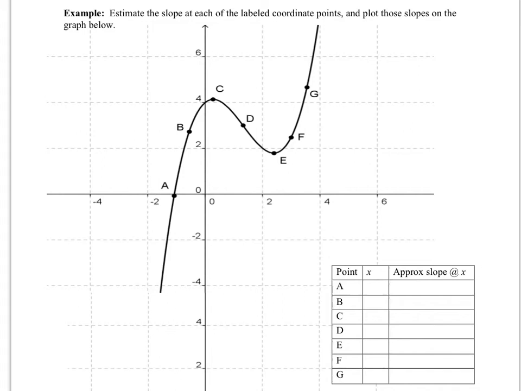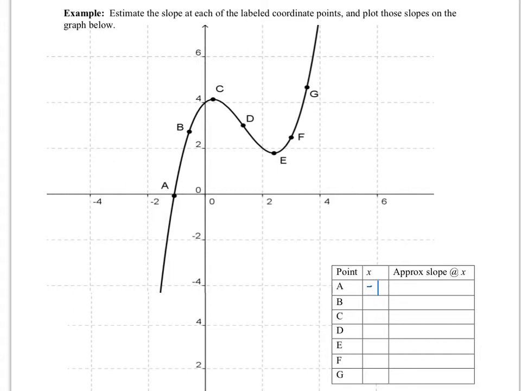So let's go ahead and take a look at example 1. We've got a function that's curved, and I've given you a couple of coordinate point locations. And for each of these, I'm going to estimate the x location, and then I'm going to estimate the slope at that location. And again, I'm making up these numbers, but they're good estimates. So at point A, I would say that that x has a value of -1.